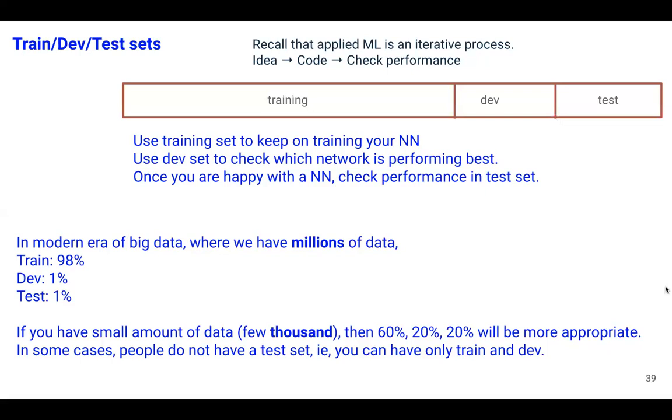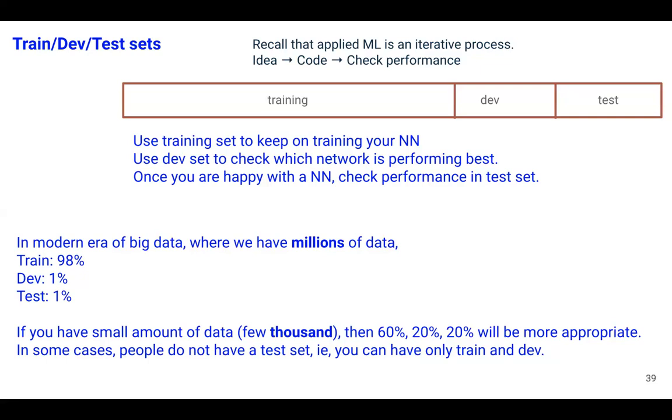So in the modern era of big data, depending on what kind of problems you are working on, you might in some areas have millions of data. If your data set is really so big, then the division can be 98% for training, 1% for dev, 1% for test. But if you are dealing with a small amount of data, let's say a few thousand, then the rule of thumb that most people follow is 60% for training, 20% for dev, 20% for test.